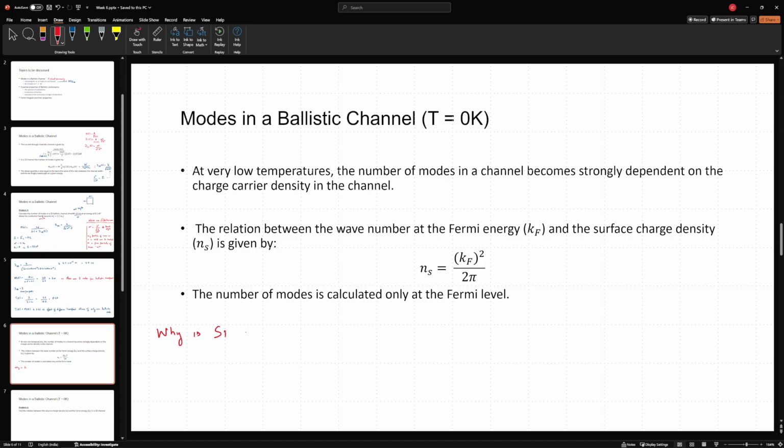Why is intrinsic silicon a semiconductor? Yeah, we can give several answers to this, but the definitive proper answer is that at T equal to 0 Kelvin, there are no electrons in the conduction band.